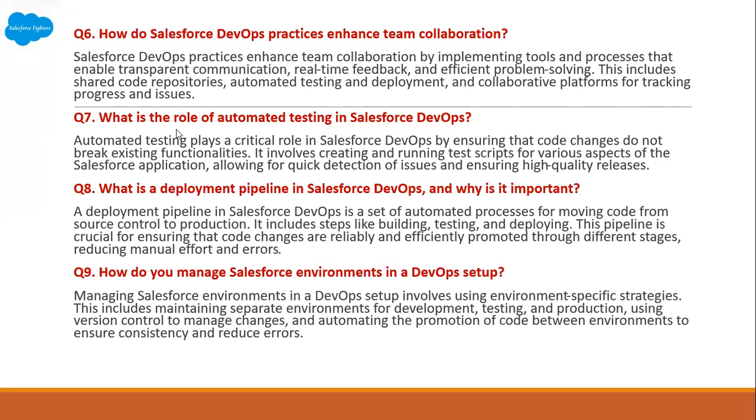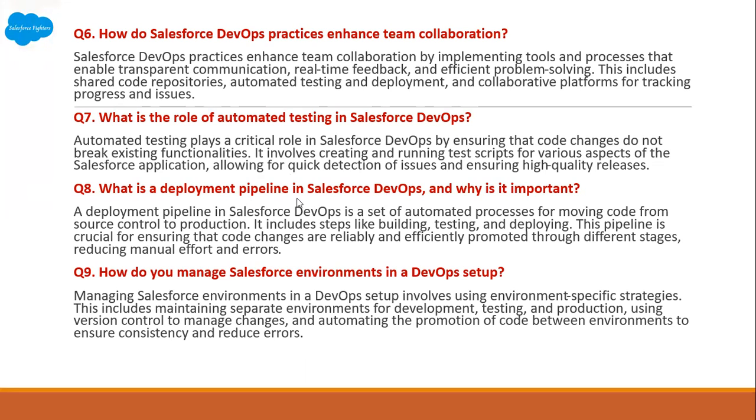Next question. What is the role of automated testing in Salesforce DevOps? Automated testing plays a critical role in Salesforce DevOps by ensuring that code changes do not break existing functionality. It involves creating and running test scripts for various aspects of the Salesforce application, allowing for quick detection of issues and ensuring high quality releases.